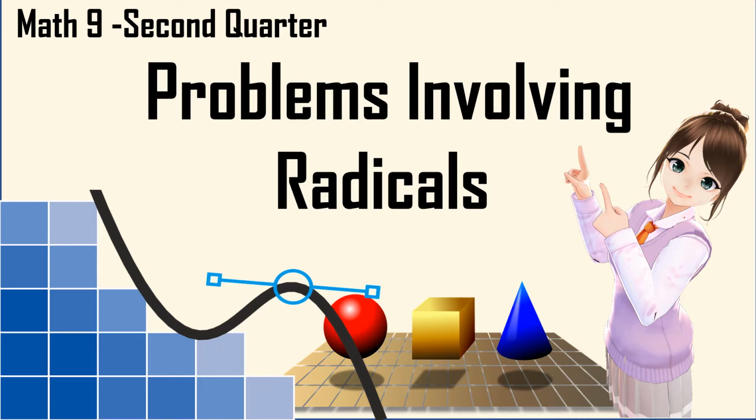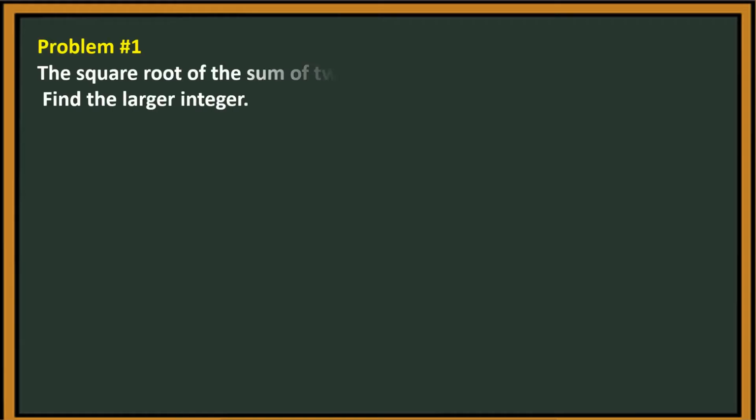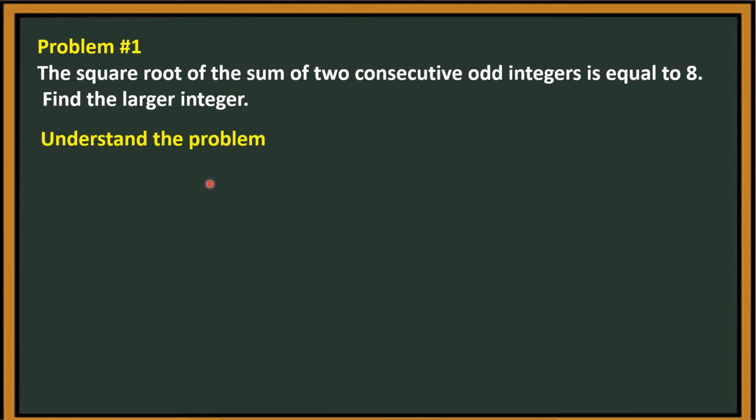Today, I'm going to teach you how to solve problems involving radicals. Problem number 1. The square root of the sum of two consecutive odd integers is equal to 8. Find the larger integer. First, we're going to understand the problem.